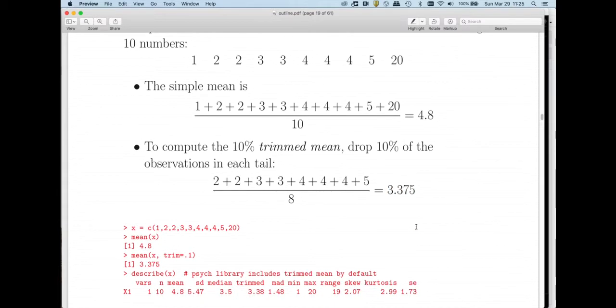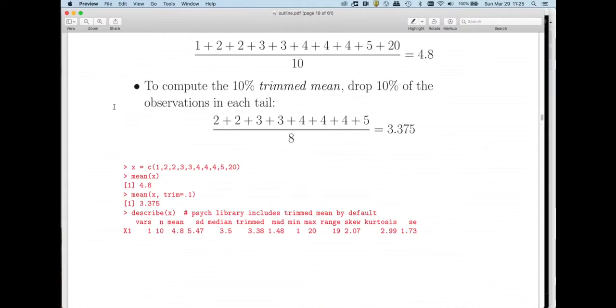How do we do this in R? Well, in R, I'll just define my vector x. The mean function usually gives us the mean. There is an optional argument, trim, that has a default value of 0 that gives us the normal mean. If we play with this argument trim, we get the trimmed mean.